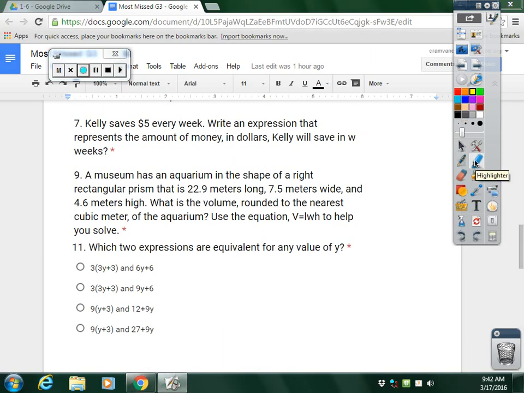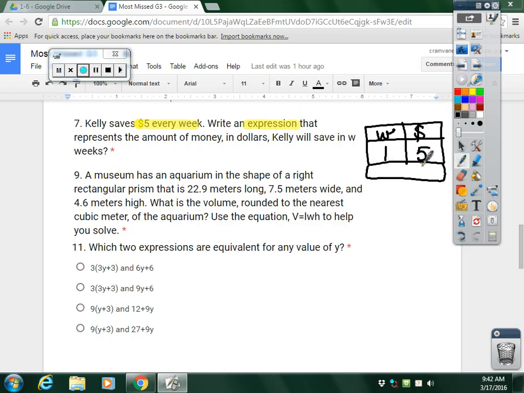Now, Kelly saves $5 every week. Write an expression that represents the amount of money in dollars Kelly will save. Okay, I'm gonna draw myself a table. Weeks. Money. She makes $5 every week she works. So if she works 2 weeks, she would make $10.